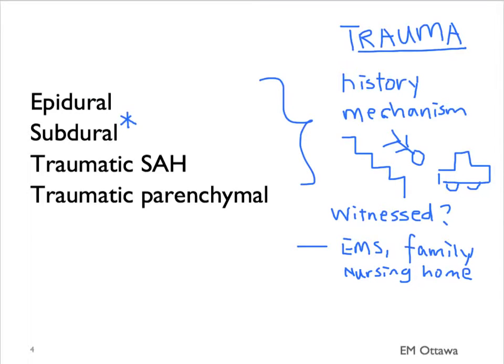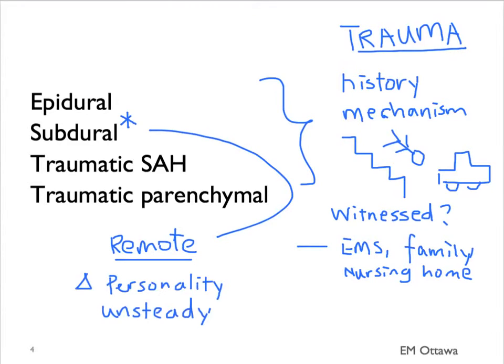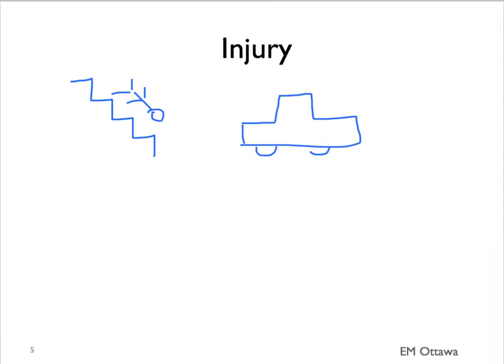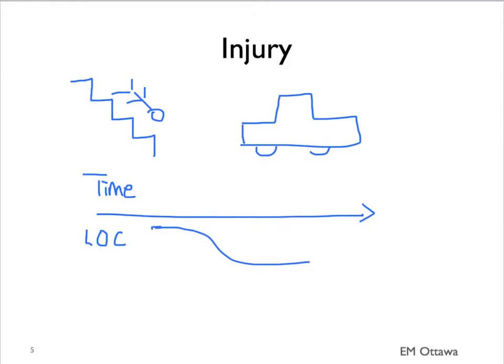Remember that for subdural bleed, the trauma might have been remote, and therefore any change in personality or increased fall will increase our suspicion. As we discussed before, we need to find out the mechanism of the injury from collateral sources. In particular, we need to know about the level of consciousness of the patient since the time of injury, especially if there has been a change.